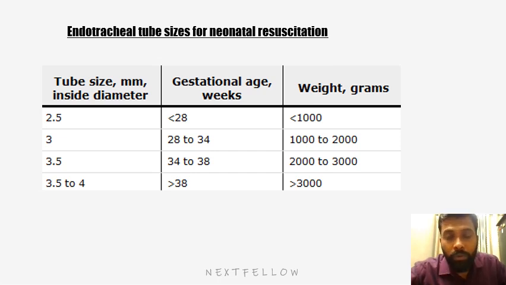Laryngoscope size number 0 blade is used for preterm infants and number 1 size is used for term infants. There is a 00 size also which is used for extremely preterm infants. And one more characteristic of laryngoscope blades used for neonatal intubation or resuscitation is that they are straight blades. For adults and older children we use curved blades, whereas for neonatal resuscitation it is always a straight blade.